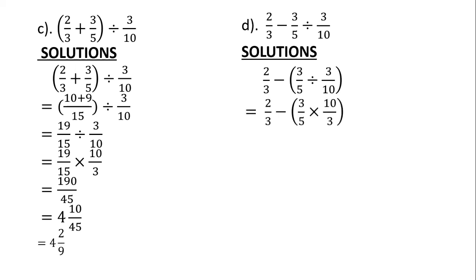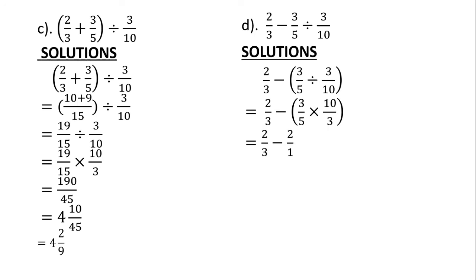So we are going to say 2 over 3 minus 3 over 5 divided by 3 over 10 is the same as, we'll change the division sign to multiplication. We'll solve the division first. So we are going to say 2 over 3 minus, open your brackets, 3 over 5. We'll change the division sign to multiplication. 3 over 10 becomes 10 over 3. If you multiply 3 times 10, you get a 30. 5 times 3 will give us a 15. Divide 30 by 15, you get a 2 over 1.